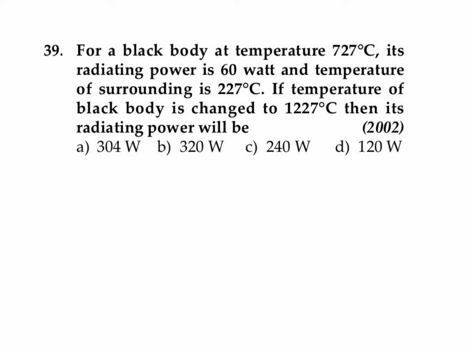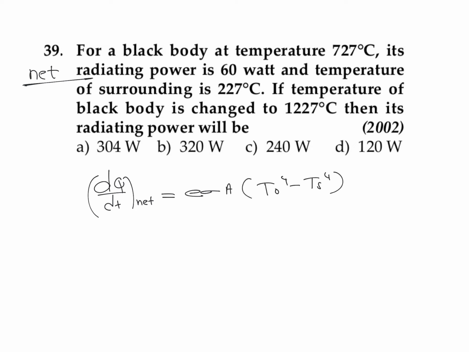In this question, they have not exactly mentioned whether we need to find the energy radiated by the object or the net energy radiated by the object. As they mentioned the temperature of the surrounding, we are going to find the net energy radiated by the object. That means the energy emitted minus the energy absorbed by the object. So we are going to find dQ/dt net, and the equation for that is E sigma A, temperature of object raised to 4 minus temperature of surrounding raised to 4.